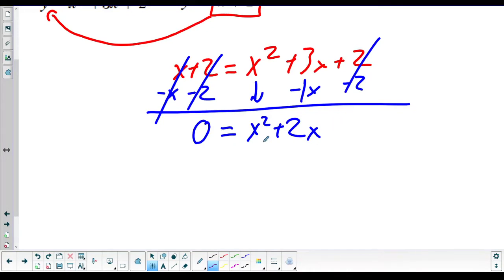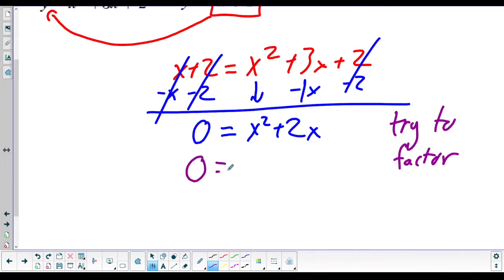So what you want to do from here, even if you have another number there, your goal is to try to factor. Okay. So on this, I have a GCF. Both of these have an x, so I'm going to factor the x out. I'm not doing anything with this equals 0, so just bring that down so you don't forget it. Equals 0. So we're going to factor the x out. It doesn't disappear. It just goes out in front.